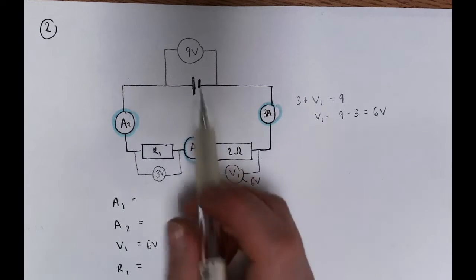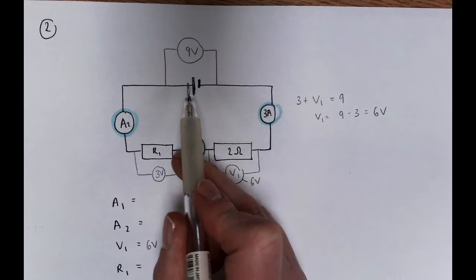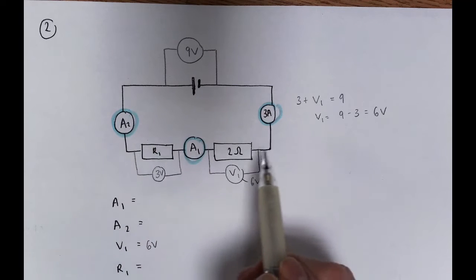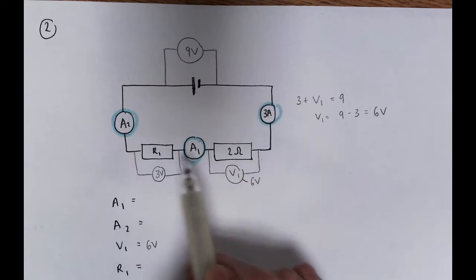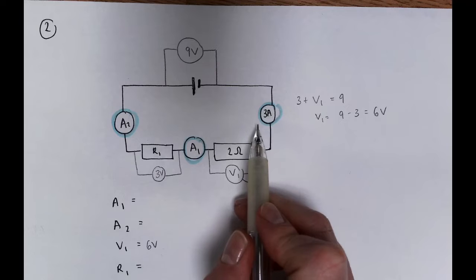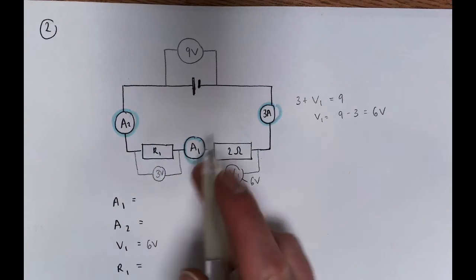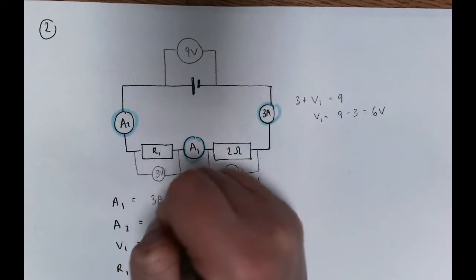Now, let's think about it again. Current is the rate of flow of charge, so how many charges pass a point per second. There are no junctions in this circuit. Every electron takes the same path, which means that the current is going to be the same everywhere in the circuit. So if this is 3 amps, this will also be 3 amps, and this will also be 3 amps.